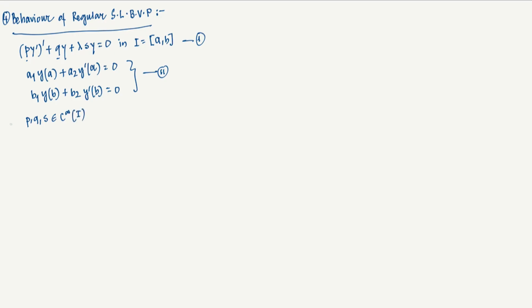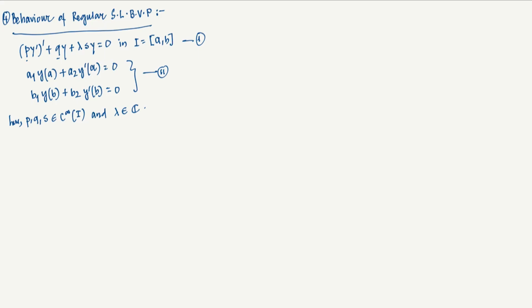What do I mean by this? Here we mean that all of these given functions p, q and s are smooth functions on the interval I equals (a, b), and we are assuming lambda in C. Now if you remember the last problem, the example, in that example we assumed that lambda is not in C but only in R.